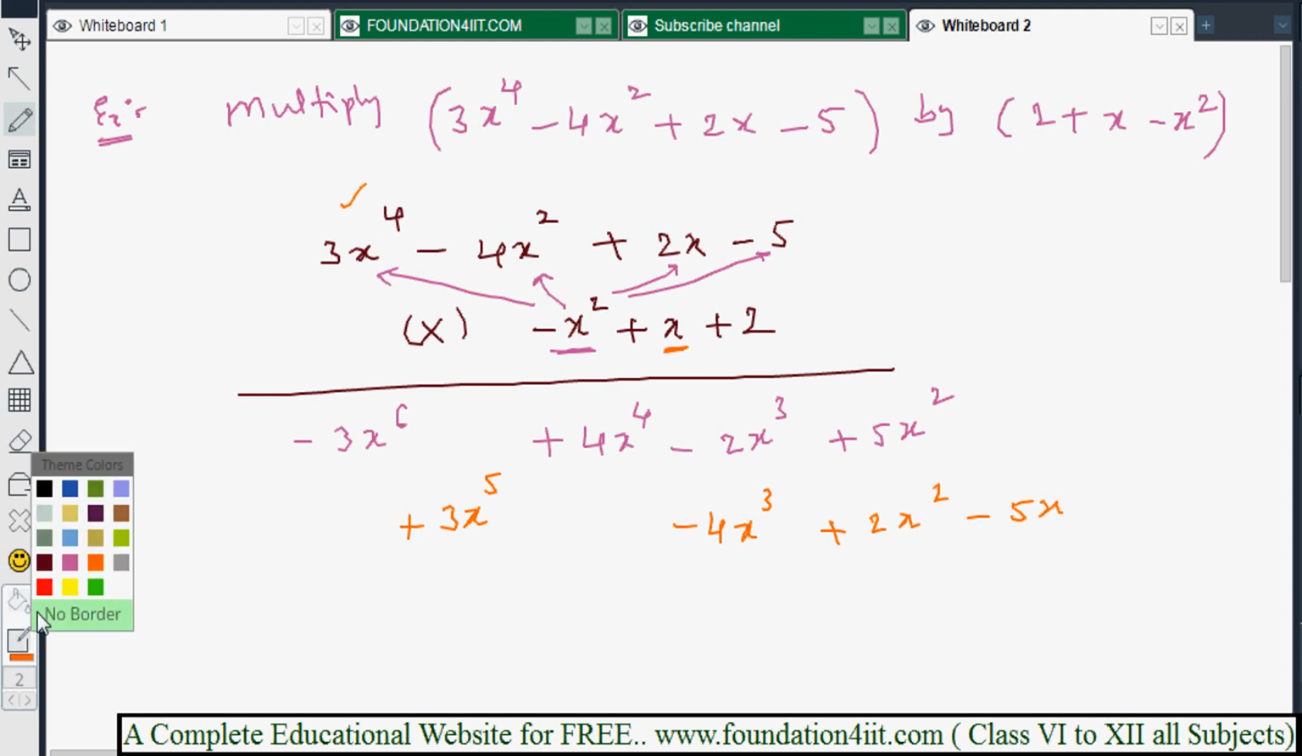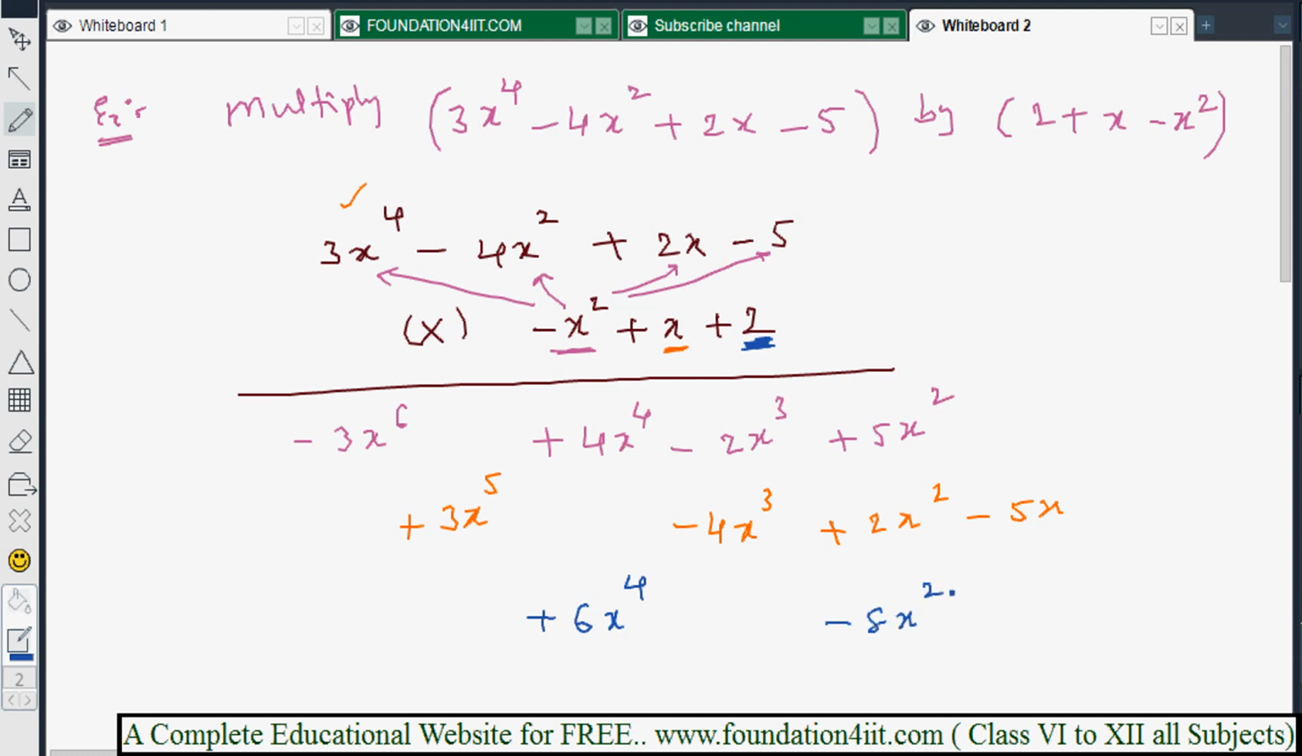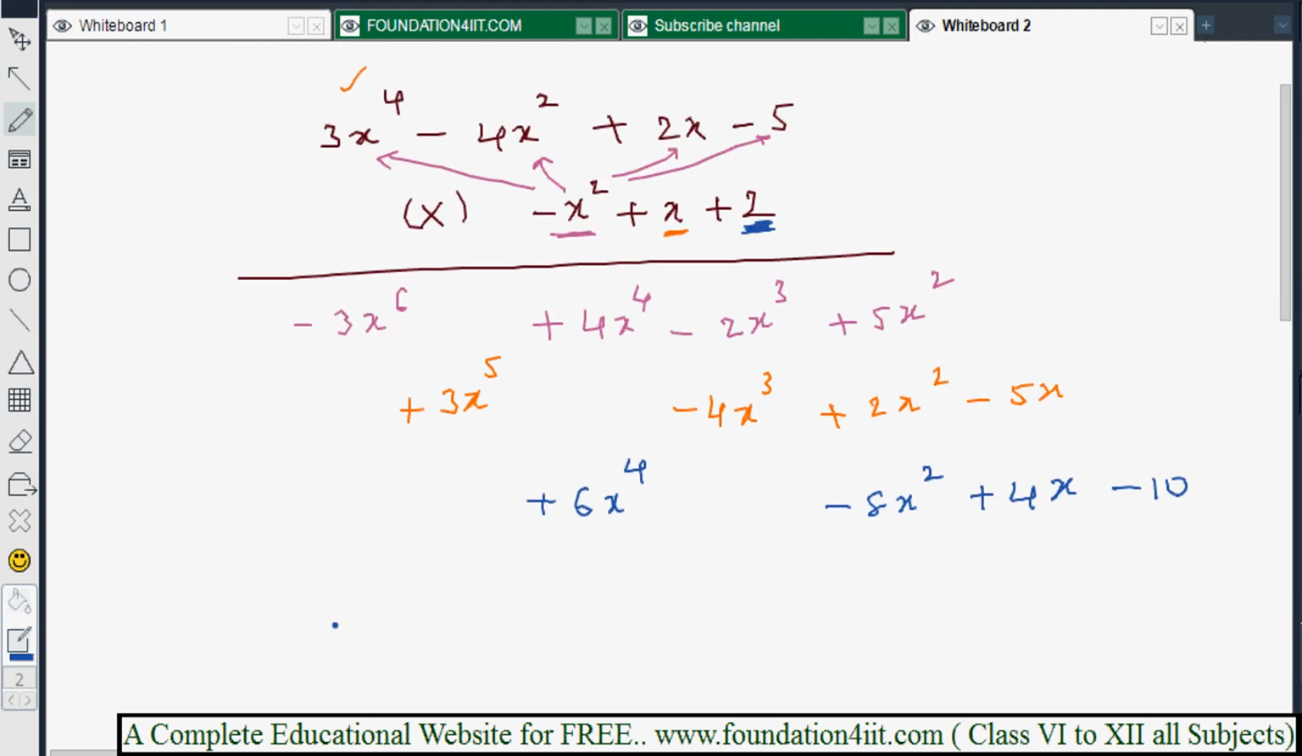That's it. Now take the third term. Okay, changing the color. The number 2, again multiply first, second, third, fourth. So 2 into 3x power 4 is plus 6x to the power 4, because under the x power 4 I am writing like terms. Next 2 into minus 4 is minus 8x square. And plus 4x because 2 into 2x is 4x, and 2 into minus 5 is minus 10. Now we just need to simplify this.